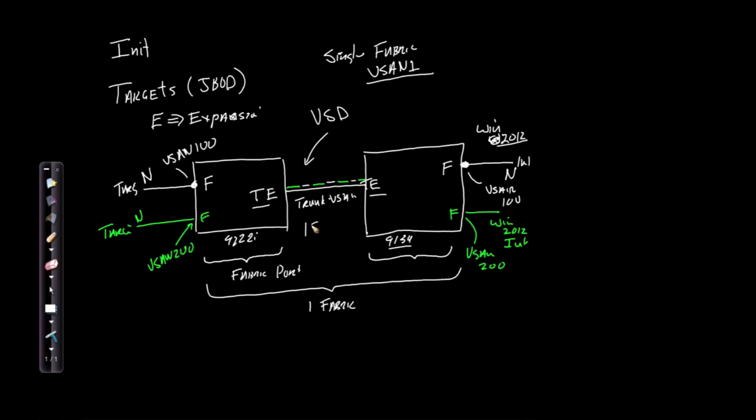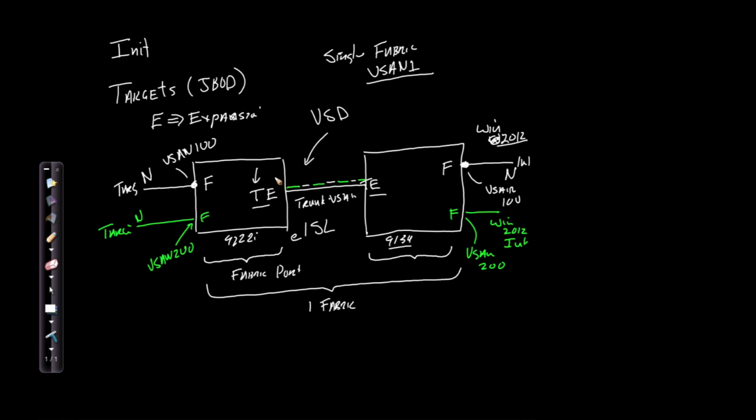Another name for this is an ISL, an inter-switch link, sometimes referred to as an EISL, an expansion inter-switch link. But keep in mind, the moment I have vSANs, I now get this idea of trunking.